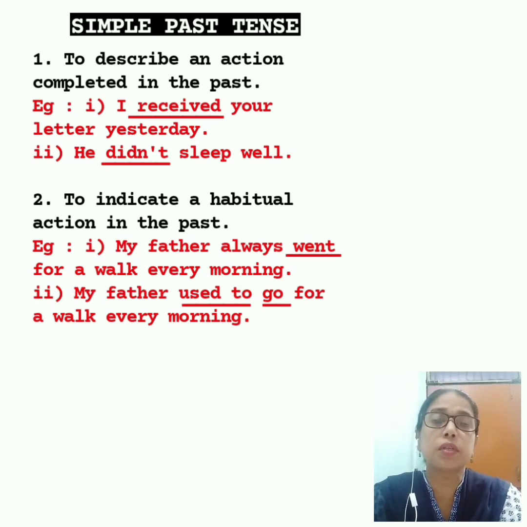Then sometimes, children, we also use the phrase used to plus verb with these actions that are related to habits that occurred in the past instead of the simple past tense. Like, for example, my father used to go for a walk every morning. So here, instead of the simple past tense went, I have used the phrase used to go. So that also indicates a habitual action that took place in the past.